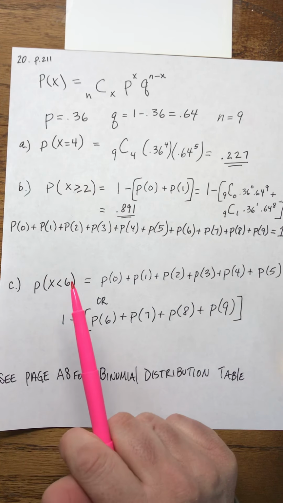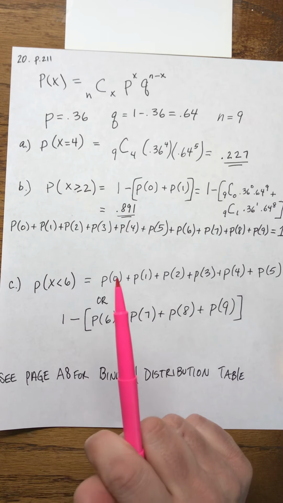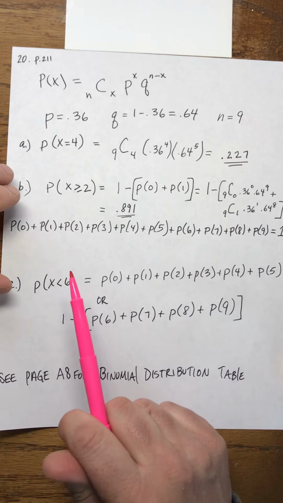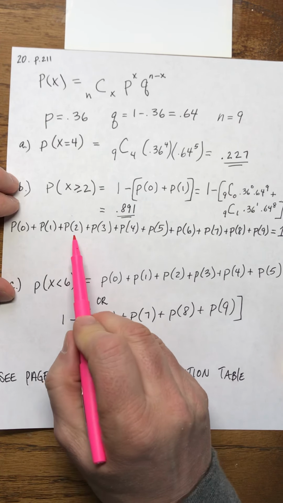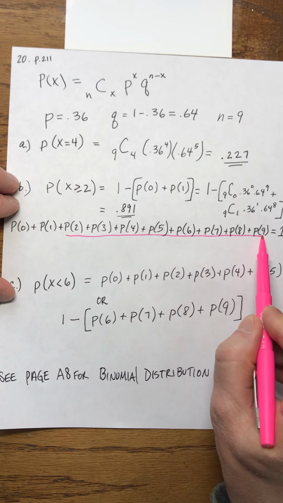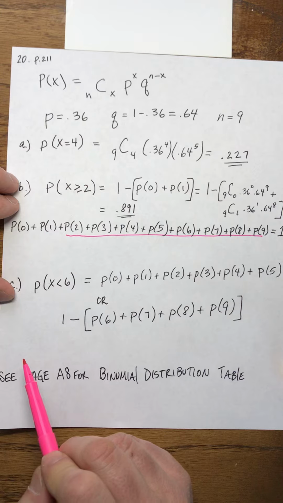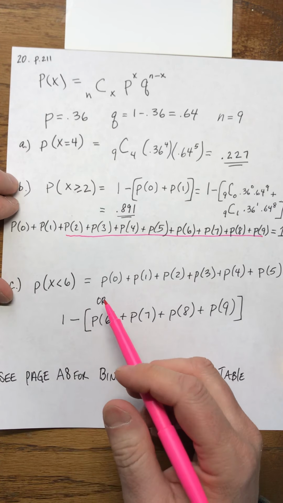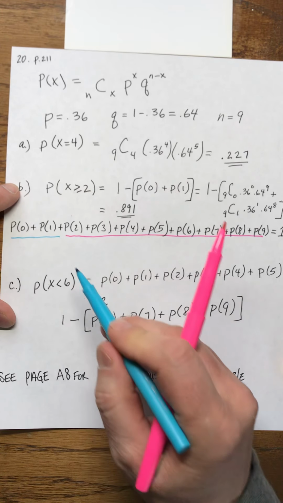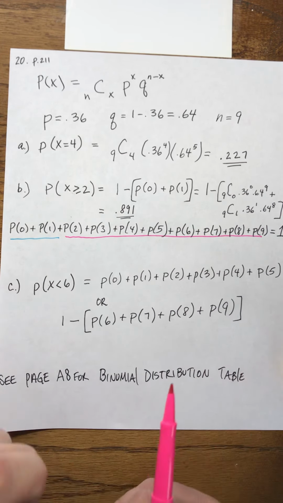The next part of the problem says, what is the probability that 2 or more people would agree with this? Well, 2 or more means this. Here's 2 or more. All of these. It's the probability of 2, 3, 4, 5, 6, 7, 8, and all 9 of them. The only thing that it doesn't include is the probability of 0 or 1. Nobody agreeing or just one person agreeing.